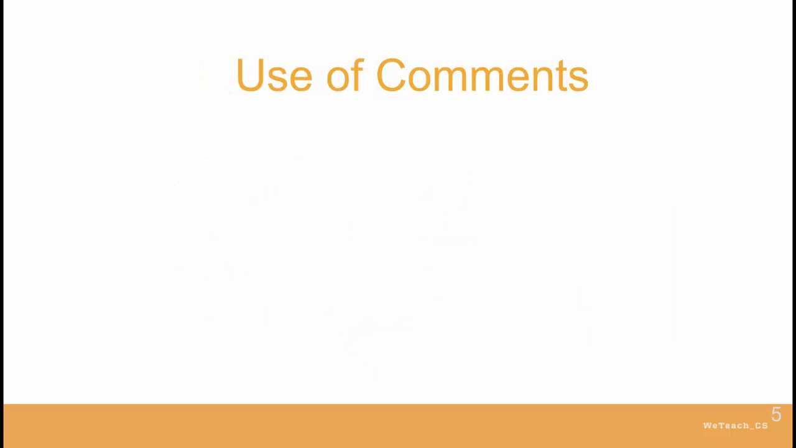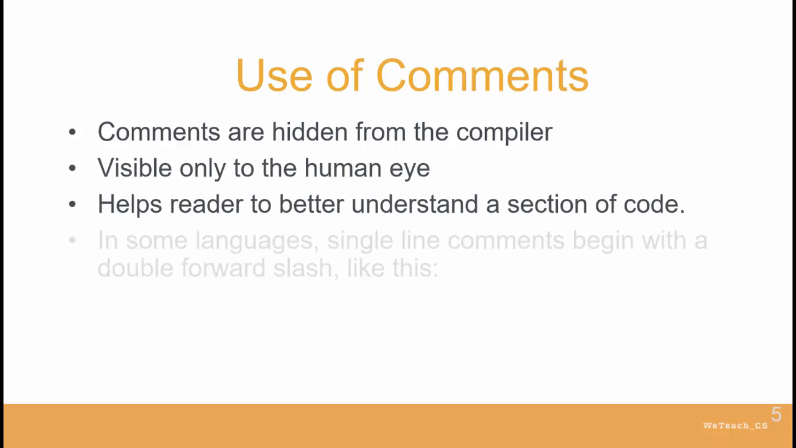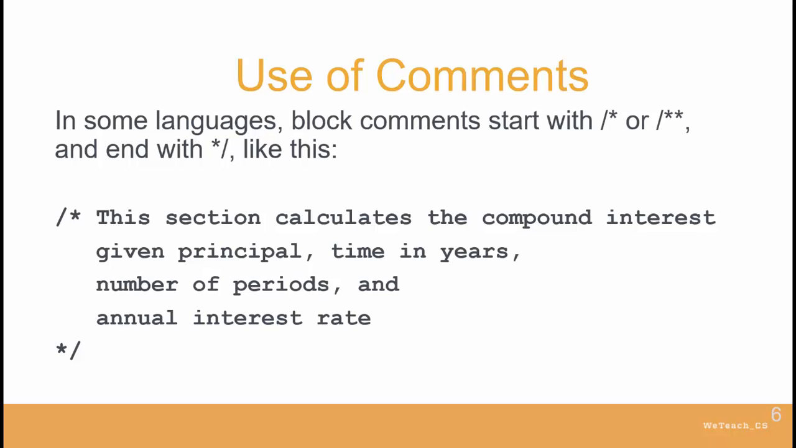Using non-executable comments within the code to document parts of the program makes it more readable and understandable. Some examples include single-line comments, which often use 2 forward slashes, like the example you see here. Or block comments, which sometimes use a combination of the forward slash and asterisk to mark the start and end of a block, like this one.